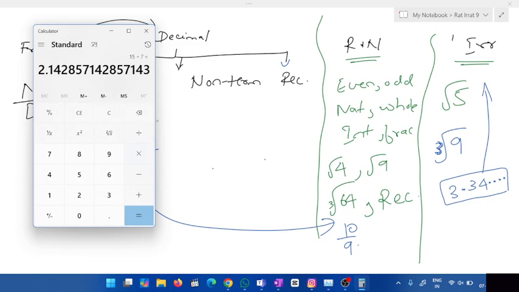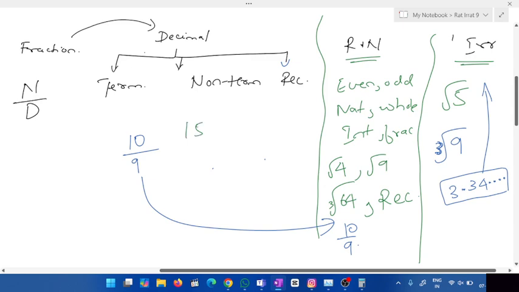15 divided by 7. 142857. After that, what is getting repeated? 142857. Right? So 15 divided by 7. Now, don't convert this. Let it be in the natural form. 15 by 7. What kind of number is this? Rational or irrational? It has p by q. So is it rational? Rational number.